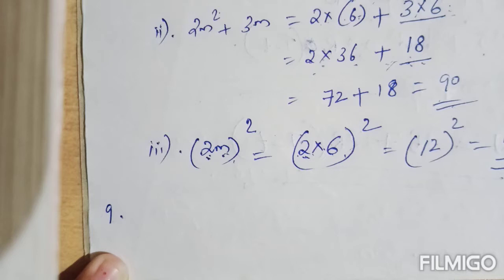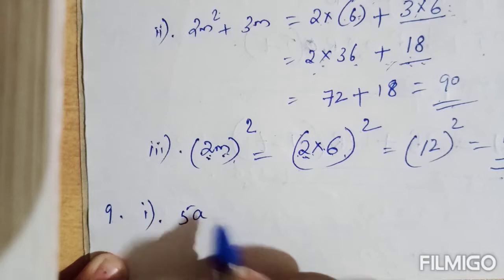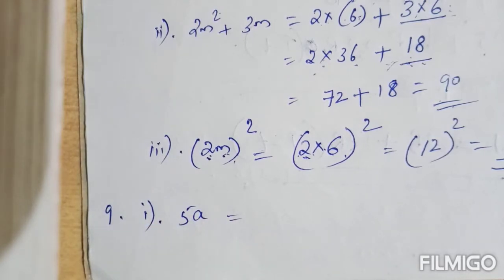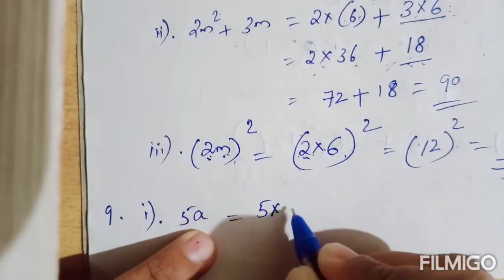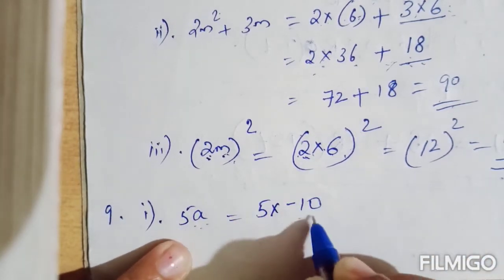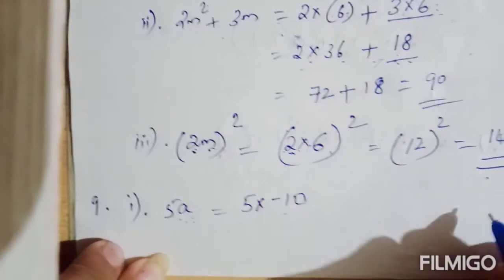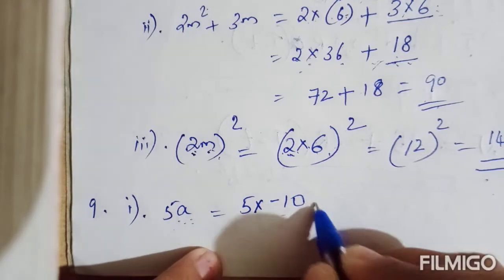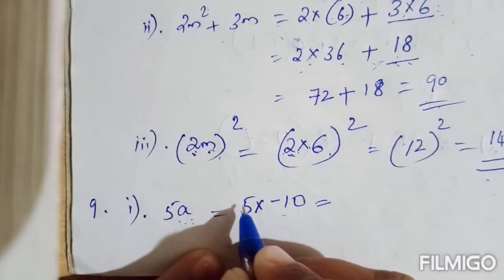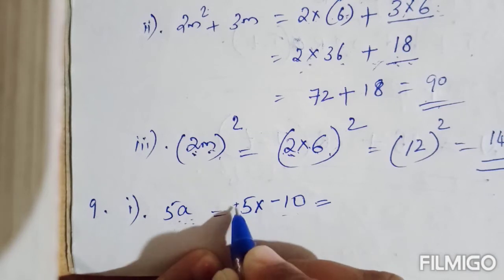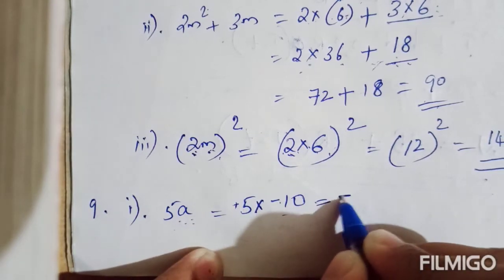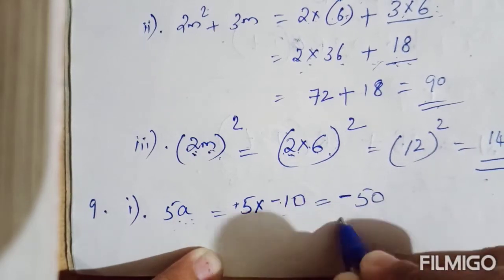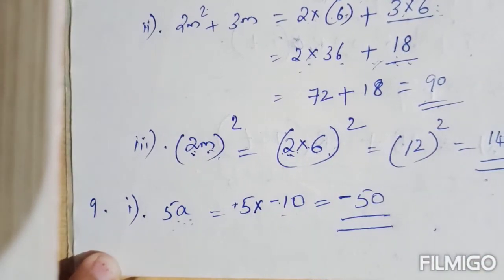If a equals minus 10, evaluate the first one, 5a. The a value is given as minus 10. So what will you get? 5 into minus 10. In place of a you can substitute minus 10. 5a means 5 into a. Now we know that 5 is positive. Positive into negative is negative. 5 into 10 is 50. So minus 50 will be the answer.